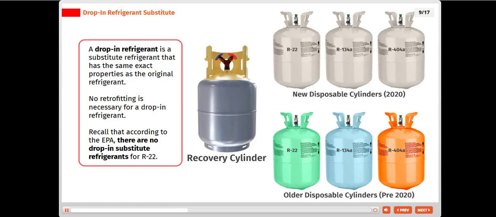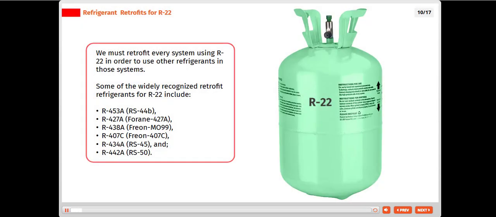Recall that according to the EPA, there are no drop-in substitute refrigerants for R22. We must retrofit every system using R22 in order to use other refrigerants in those systems. Some of the widely recognized retrofit refrigerants for R22 include R453A, RS44B, R427A, Furane 427A, R438A, Freon MO99, R407C, Freon 407C, R434A, RS45, and R442A, RS50.